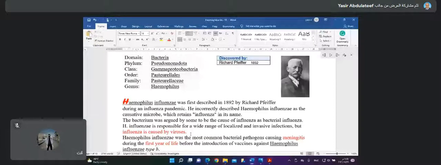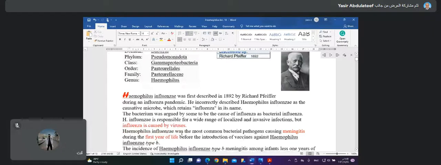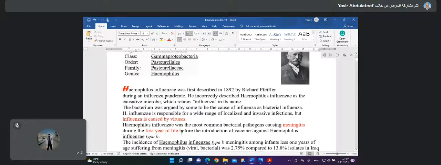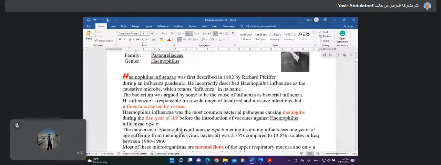Now, this bacteria is actually the most troubling cause of meningitis, especially in infants. In the first year of life, Haemophilus influenzae, especially type B, is responsible for 90% of deaths in infants because of meningitis. Now, thankfully, due to the discovery of the vaccine, the percentage actually decreased.